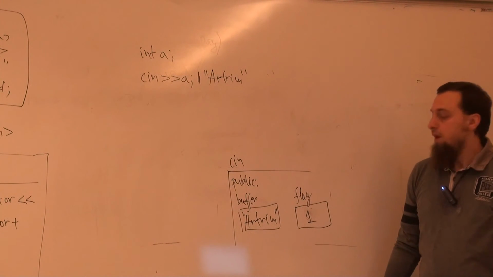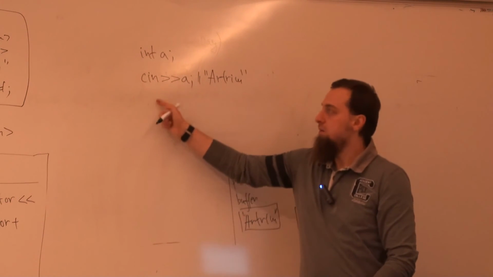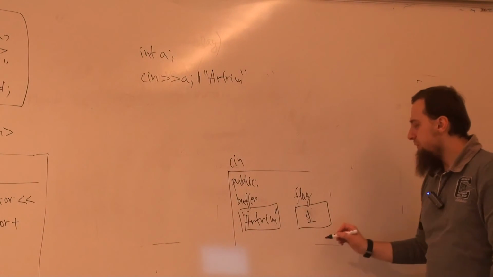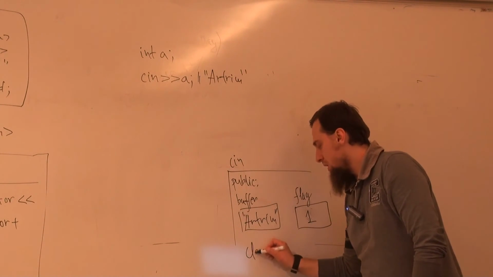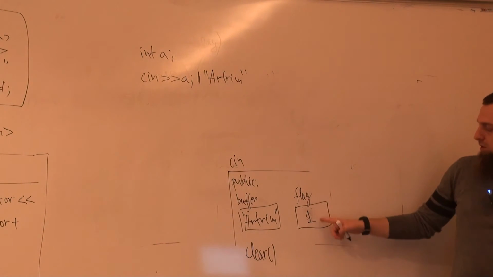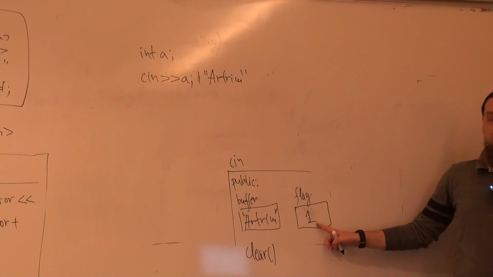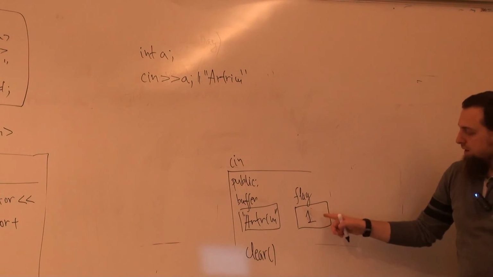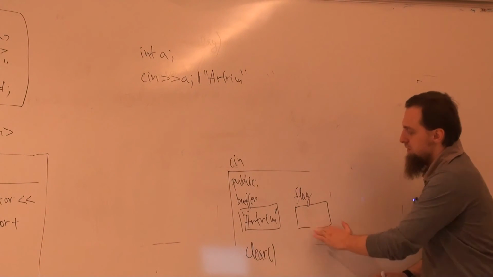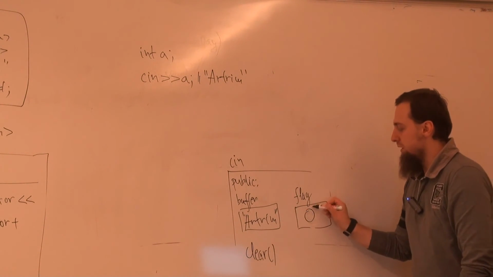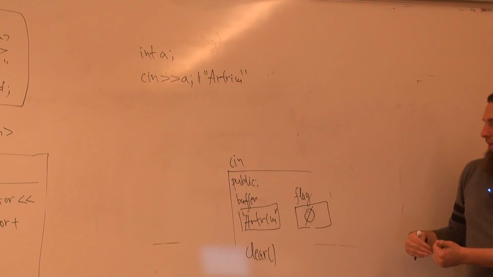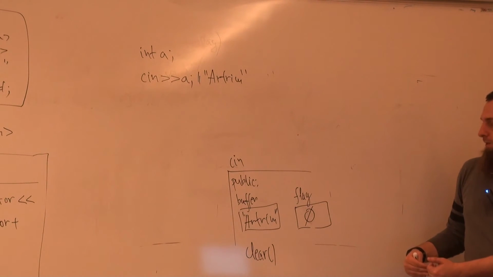Okay? And if I try to use cin again, I cannot use it. In order to use it, there's a function called clear. I cannot use it since the flag is set to 1. In order to use it again, I have to call this function clear. This clear makes the flag 0 again, or false. Basically, it lets us use cin again.